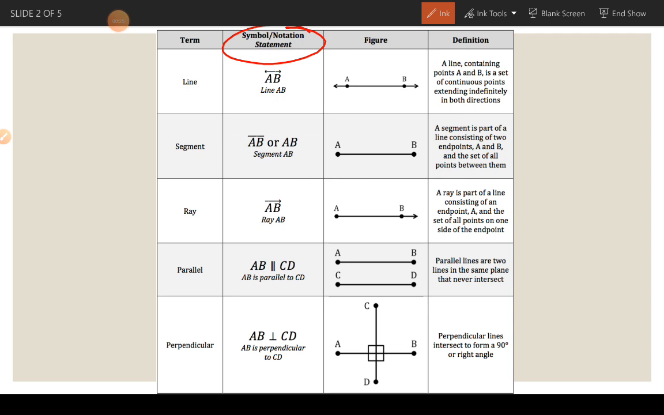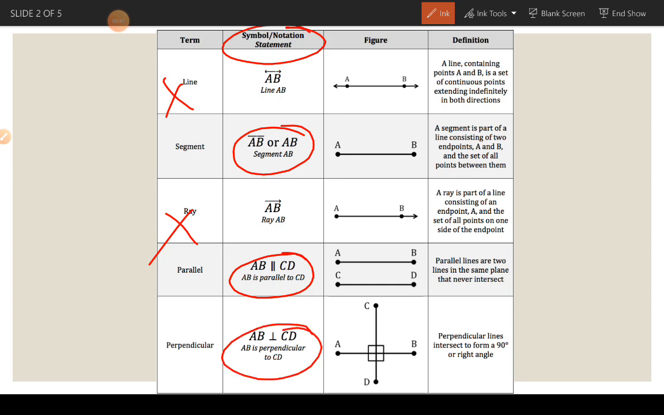Now a segment, it'll either have a line over it or it won't. Both of them, it's the exact same thing, okay? A line is not something we're personally gonna see. A ray is not something we're gonna see either. You're gonna see that parallel. So when you have those double lines in there, it means that they're parallel. And remember, parallel lines don't touch. And then you might see this, that they're perpendicular. And remember, perpendicular lines create those 90-degree right angles.